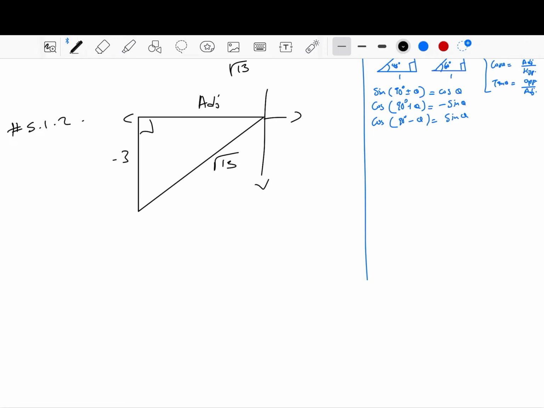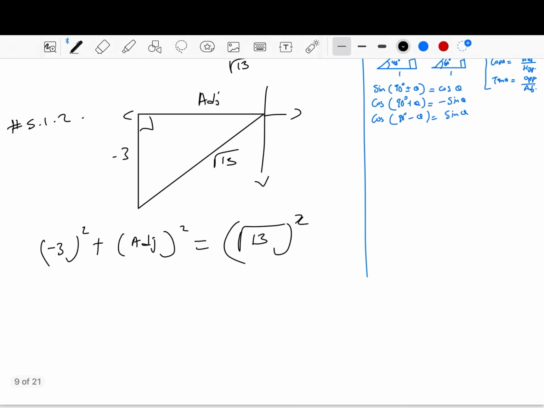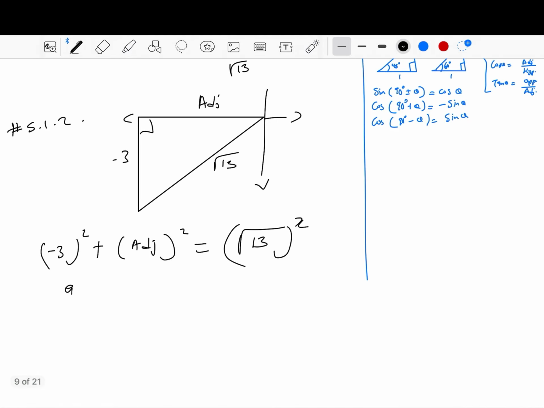We use Pythagoras to find the adjacent side. So -3 squared plus the adjacent side squared is equal to square root of 13 squared. That's the Pythagoras theorem: x squared plus y squared is equal to r squared. If you remember that, that's basically what we're doing here. Then -3 squared is 9, so we still have the adjacent side, and square root of 13 squared is 13.